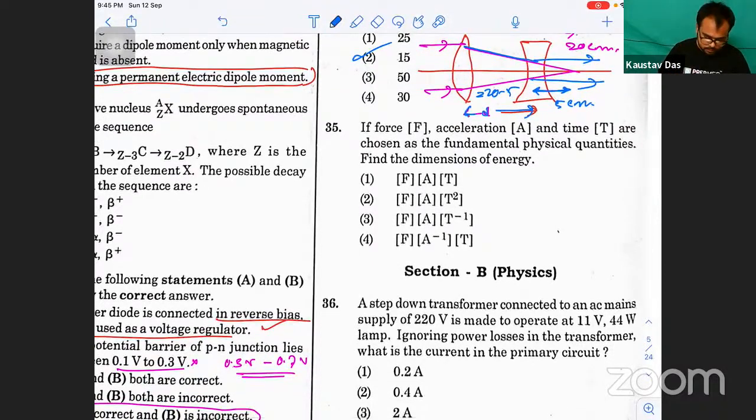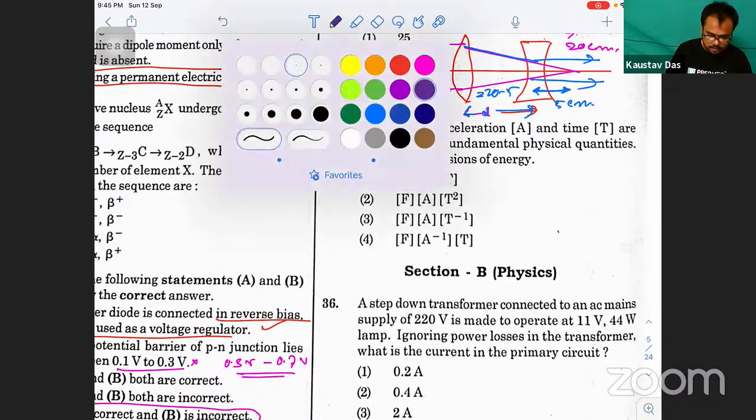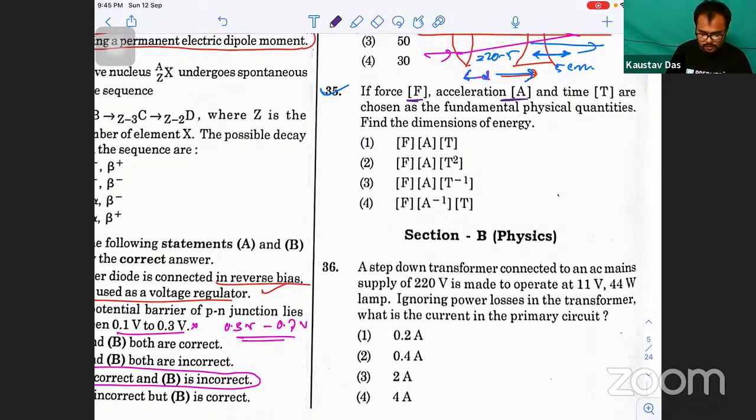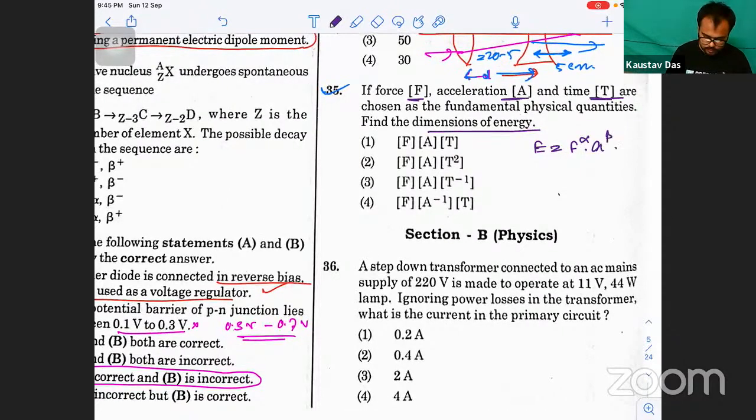Come to question number 35. Here I have already calculated the value, and you know the process. This type of question you have done several times in your mock test papers. The fundamental quantity is the dimension of energy. Whenever we get this question, we have to write down energy, and that equals force to the power alpha, then acceleration to the power beta, and time to the power gamma, whatever.